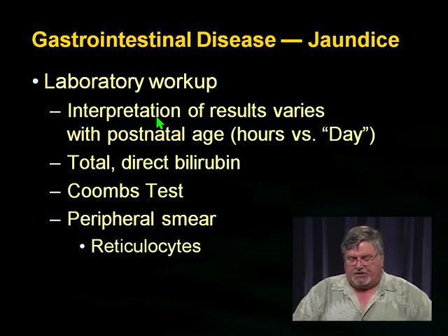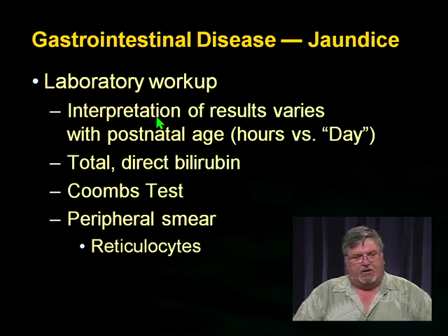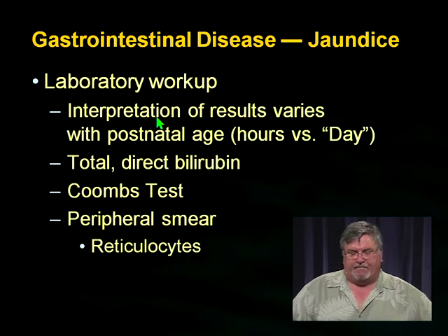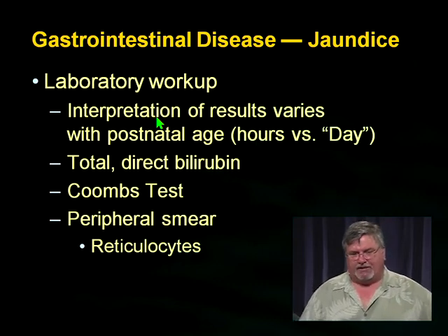You need to know what their total and their direct bilirubins are. At the minimum, if the mother is O or Rh negative, you need a Coombs test. And in a perfect world, you get a peripheral smear. But again, these can be difficult after 4 o'clock in the afternoon on a Tuesday.